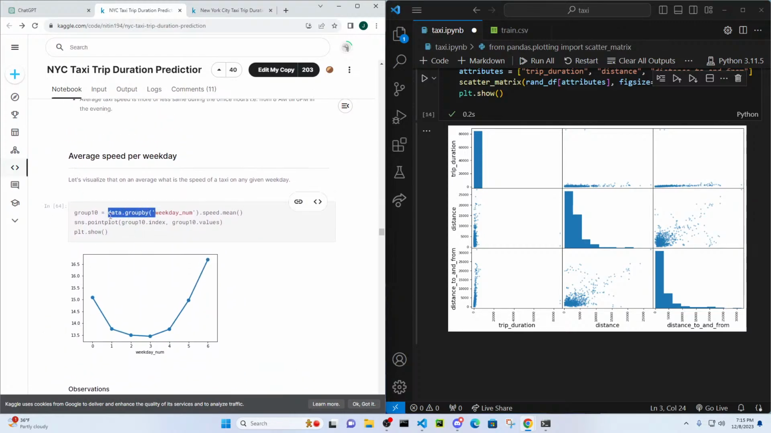Average speed per weekday. So we are grouping by the weekday, and we're finding the average speed. So you can see Monday, the speed is a little bit faster than the rest of the week. Then Tuesday through Friday is pretty steady. And then it increases Saturday and Sunday. The roads are probably a little bit less busy. But even still, we're 13.5 to 16.5. So when you look at that, like 13.5 kilometers an hour versus 16.5 kilometers per hour, it's pretty close.